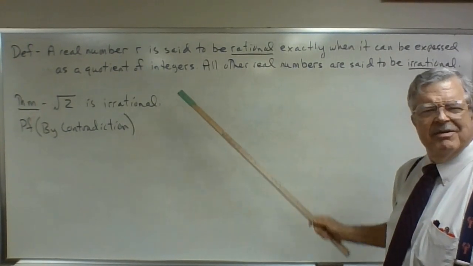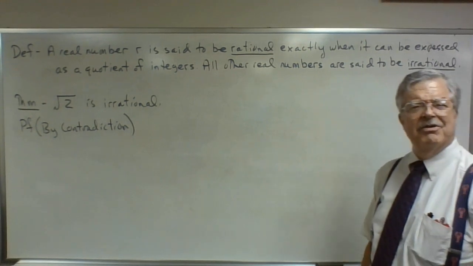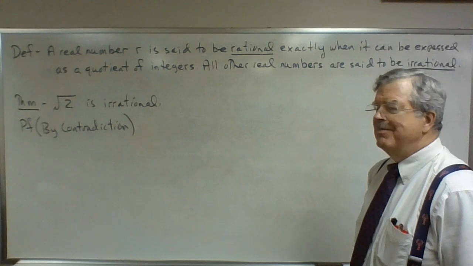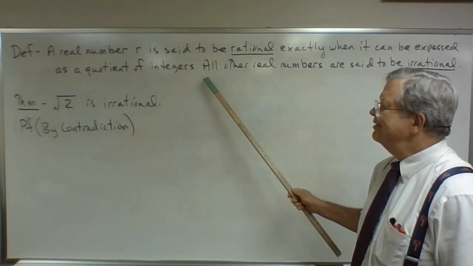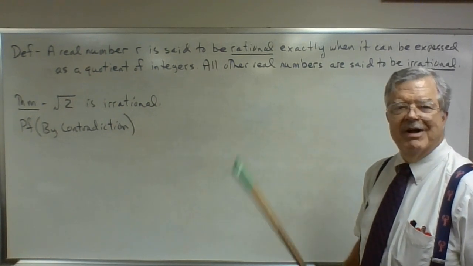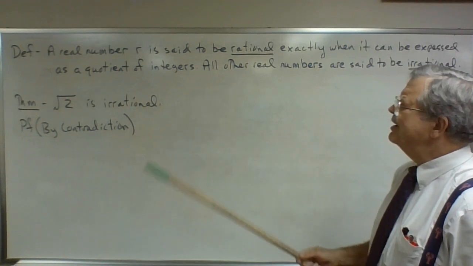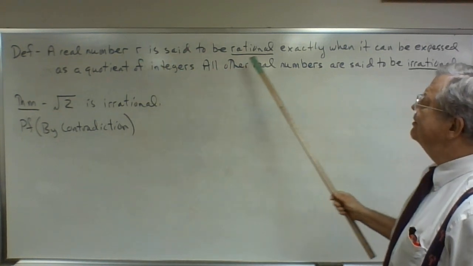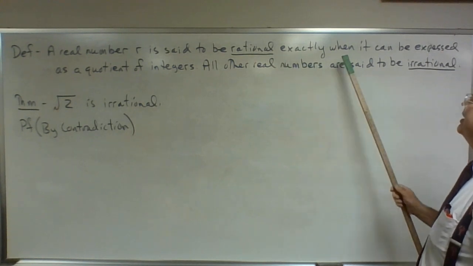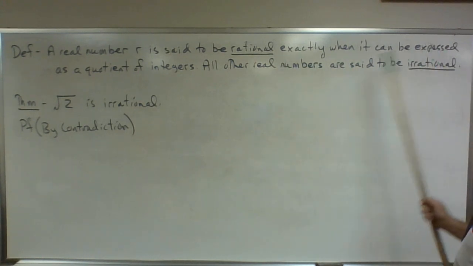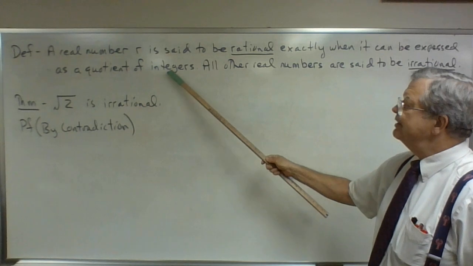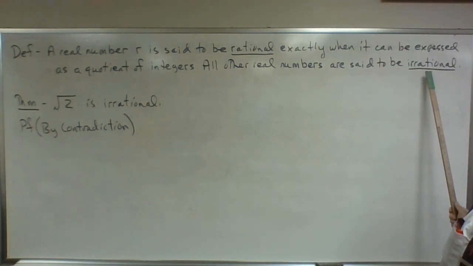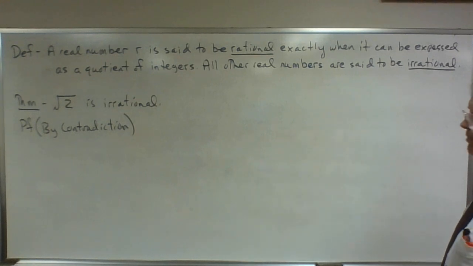I have this in my notes next. I'm not sure why, but maybe if I do this and then go a bit further, I'll remember why I had this in my notes. A real number r is said to be rational exactly when it can be expressed as a quotient of integers. All other real numbers are said to be irrational.